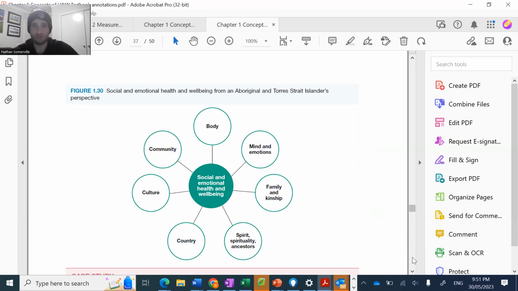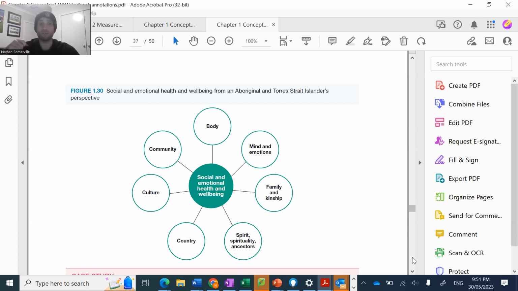We look at things like community, culture, family and kinship, spirituality, and ancestors. These are concepts that are all very communal. So you'll notice a recurring theme in Aboriginal and Torres Strait Islander perspectives is that the focus on health is less individual and it's more communal. And the communal effect of health and well-being goes back to the individual, has a direct effect on the individual.